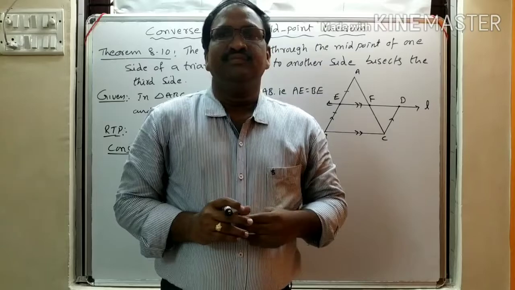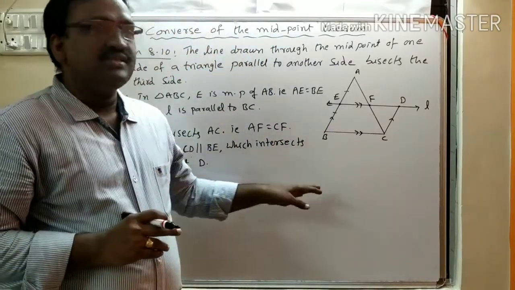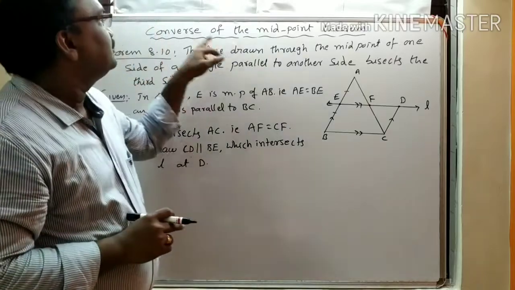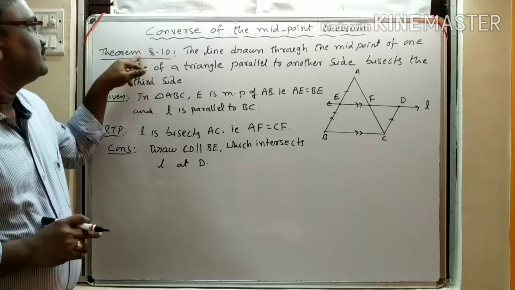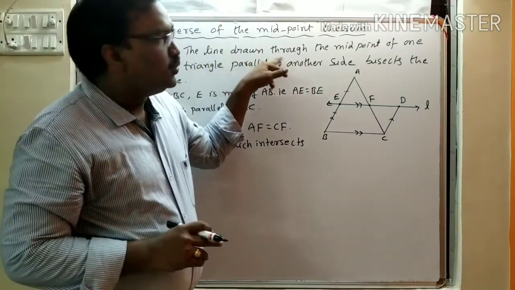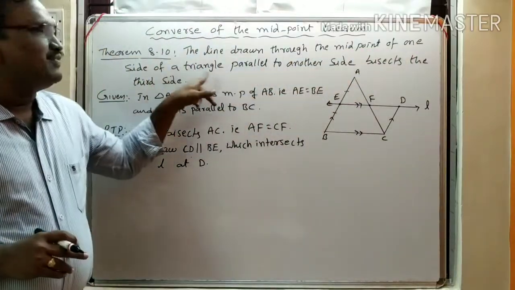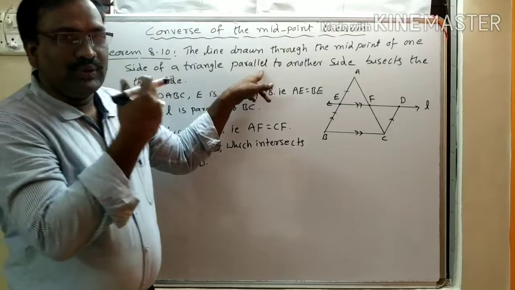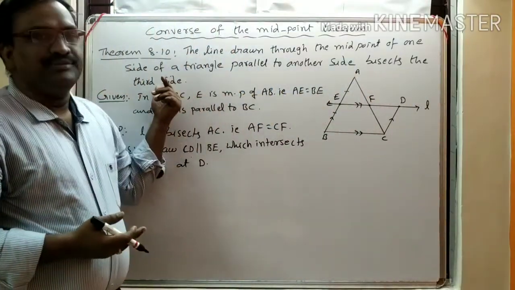Next, one more important theorem, that is the converse of the midpoint theorem. See the statement, theorem 8.10: The line drawn through the midpoint of one side of a triangle parallel to another side bisects the third side.